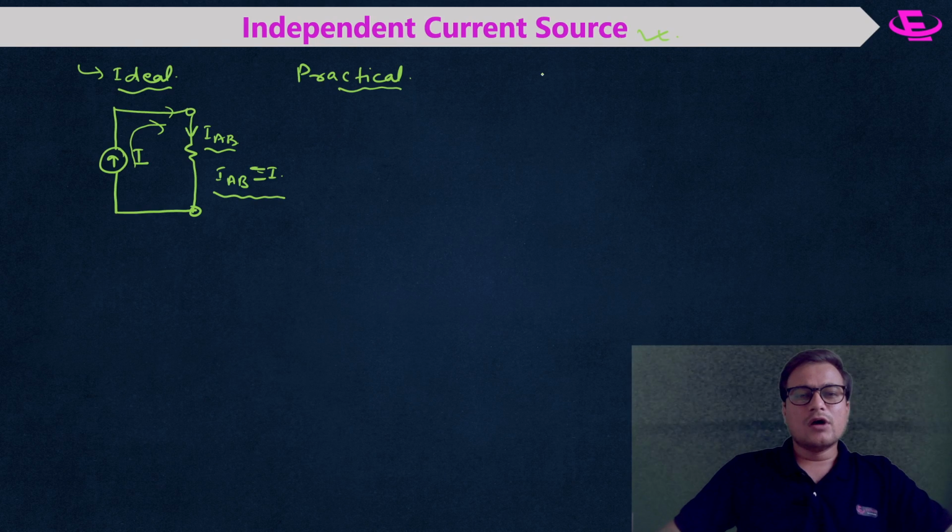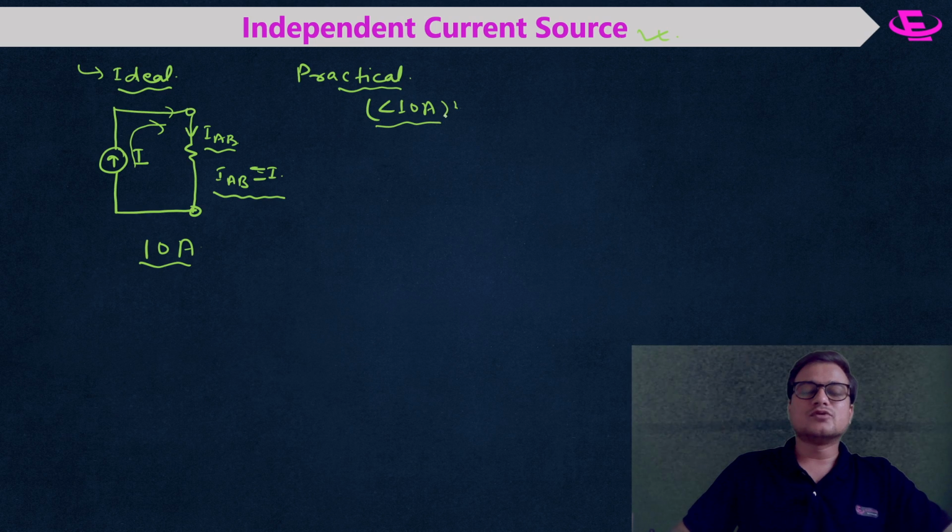Next come to the practical current source. What is the meaning of a practical current source? Practical current source means there will be some drop. Suppose the ideal current source is maintaining 10 ampere. So this practical current source will maintain less than 10 ampere. How is it possible? Again you will have to show a drop element, a current drop element.